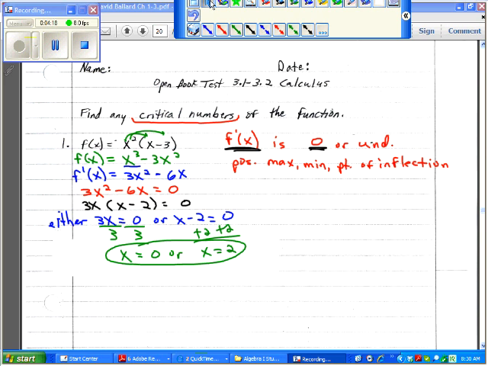Any questions on number 1? So when we're talking about critical numbers, we're talking about places where there's a possible maximum, possible minimum, possible point of inflection. To find a critical number, we set the derivative equal to 0, or we try to find a place where the derivative would be undefined. Okay.